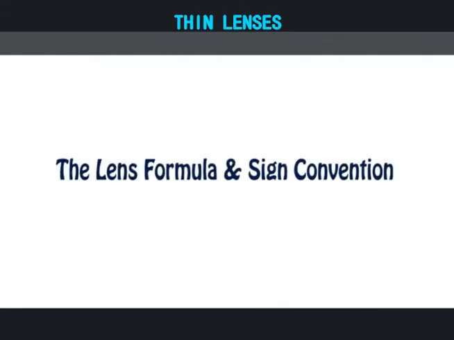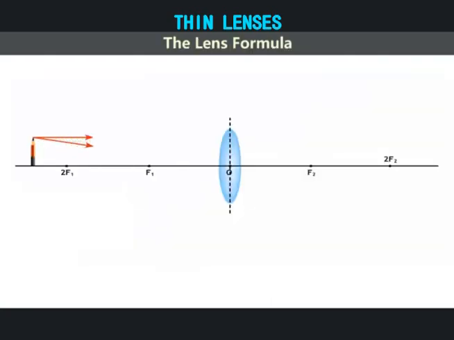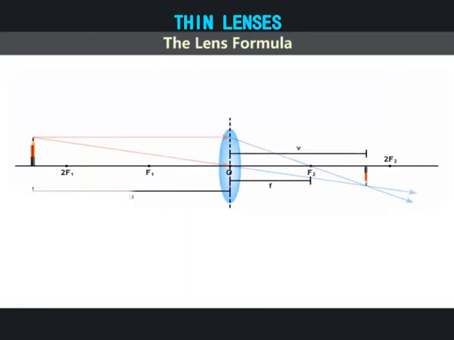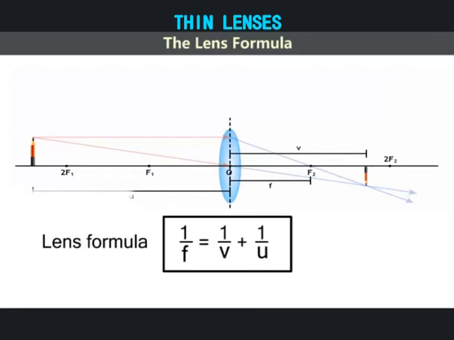Let's talk about the lens formula and the sign convention. Now, the lens formula defines the relationship between the focal length of a lens, f, the object distance from the optic center, u, and the image distance from the optic center, v. 1 over f is equal to 1 over v plus 1 over u.